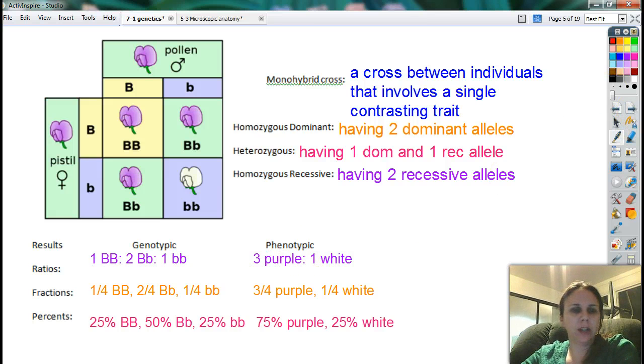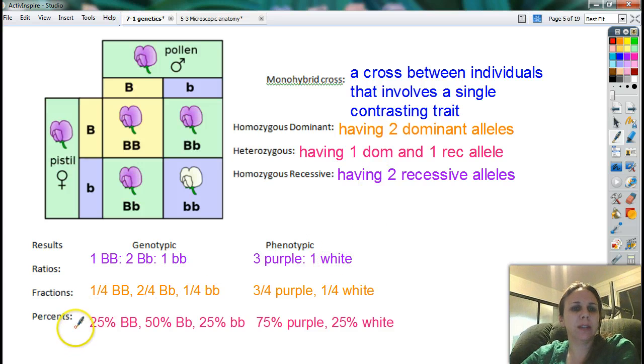Now for fractions, you can do the same kind of thing. It's just the same as this. Instead of 2 and 1, we just say 1 over 4, 2 over 4, 1 over 4. Same thing over here. 3 out of 4 are purple, 1 out of 4 is white. So ratios work just the same as fractions.